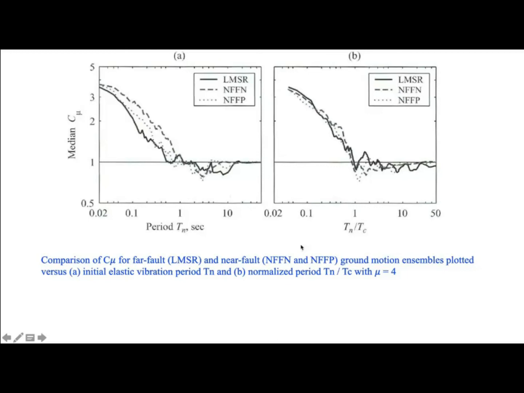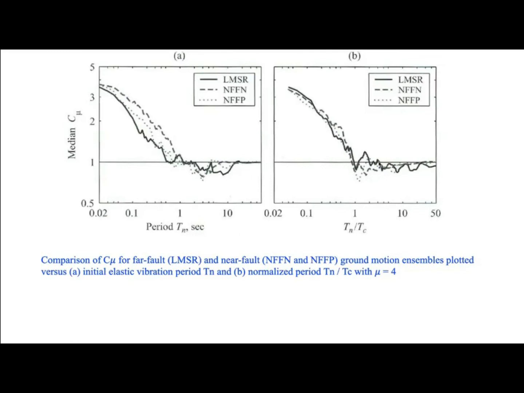But if Tn is normalized by the Tc, which is the corner period of the acceleration spectrum, and you divide by it, you can see that now they get closer, and apparently there is no difference, and they are exactly the same. So we can see that the median value of the Cμ or Cr are exactly the same for various types of ground motion. They are independent of the near field, far field ground motion, and they are independent of the magnitude and distance.